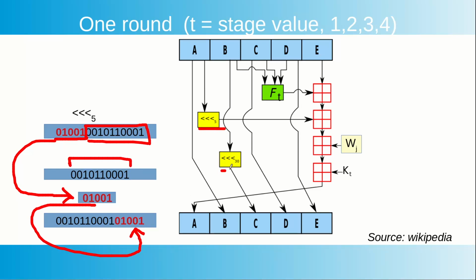Now you know rotation by 30 means we will take 30 bits from the front and we will add them at the end of the text. Okay.